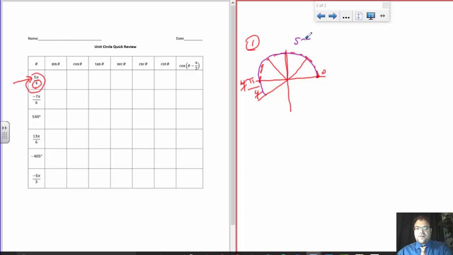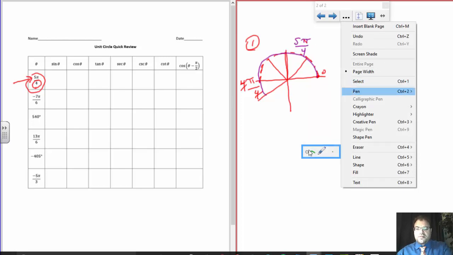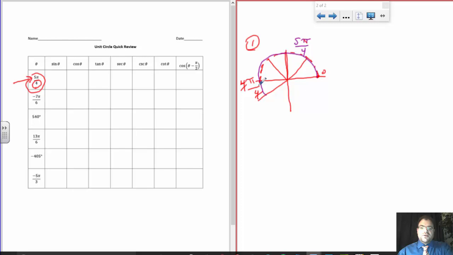All right, that's great, except that doesn't really help us answer the question, or does it? Because what I'm going to do here is figure out that from this terminating side, the shortest distance to the x-axis, remember, this is the x-axis, and this is the y-axis, is this angle here, which we call a reference angle. This is your reference angle.